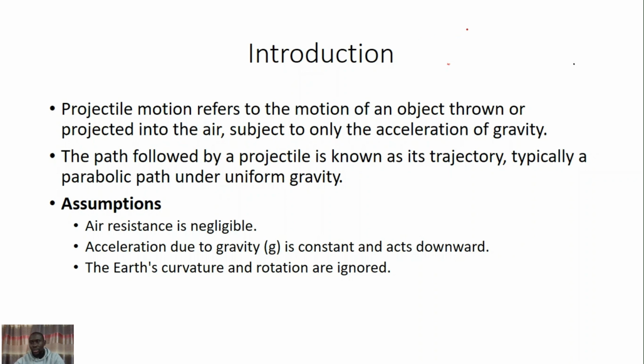Let me show it in a diagram. Projectile motion is a kind of motion that you have when you throw something. Let's say you throw a stone, okay? Let's say this is the ground. When a stone is thrown, it follows a trace like this. Okay, this is projectile motion.